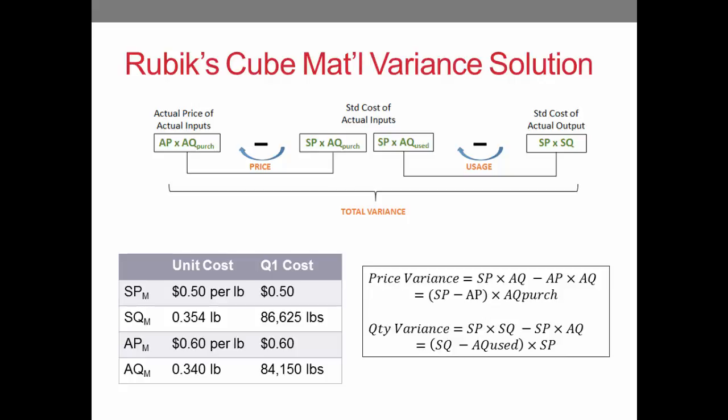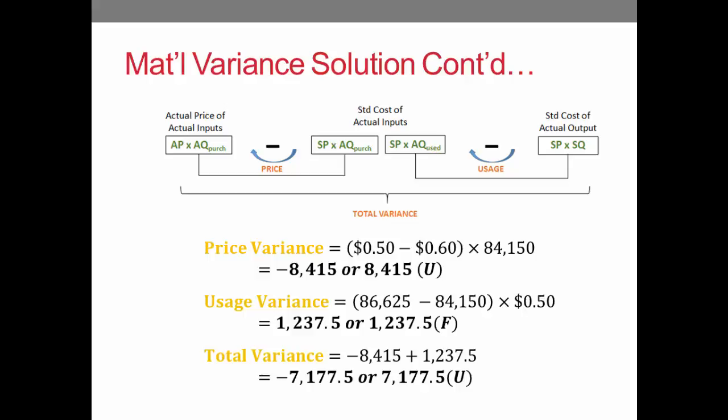For usage or quantity variance, what we want to understand, now keeping the price constant, is the difference between the budgeted quantity for the actual units produced and the actual quantity of material that we used for the actual units produced. So those are the two equations that we have, and we can see exactly how they play out here.